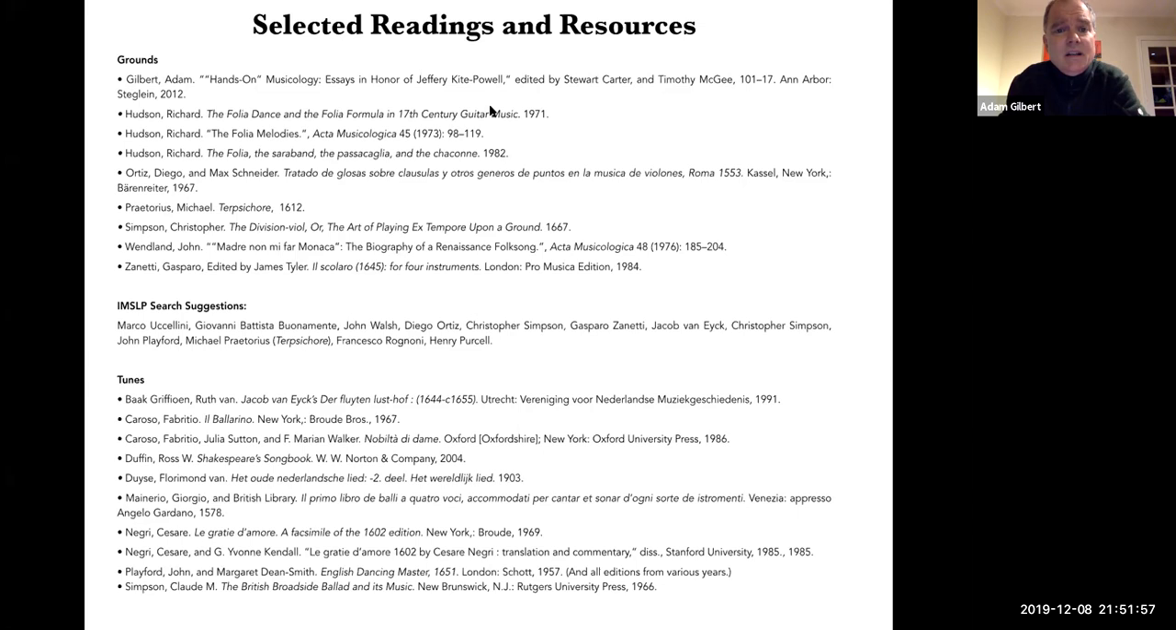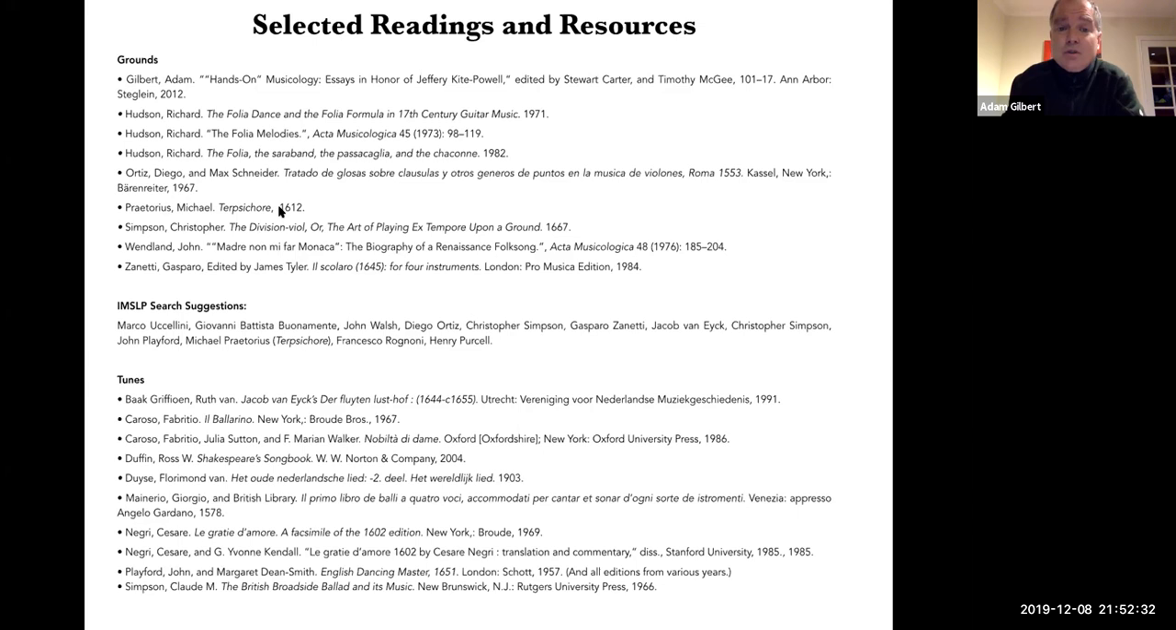But here, his really cool thing is he has a series of four volumes: one's called the Folia, the other's called the Sarabande, the other's called the Passacaglia, and the Chaconne. If you're in a university library, you will find these under M2H for Hudson. But these are great. They collect a bunch of them. If you're interested in doing this, use Diego Ortiz's Tratado de Glosas. I first started doing this by discovering Michael Praetorius's Terpsichore. If you know the Spanish pavan, it actually has diminutions written, and that's a ground-based progression as well.